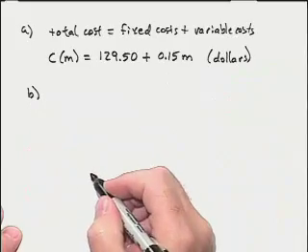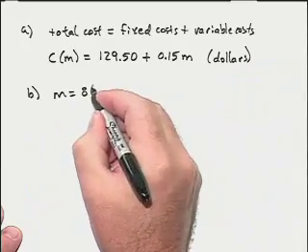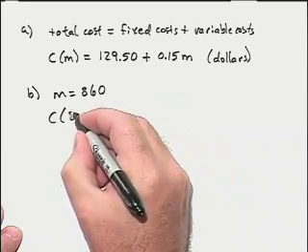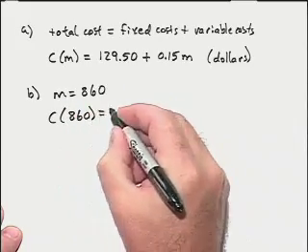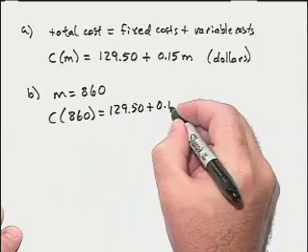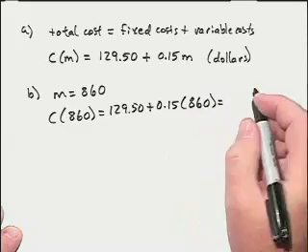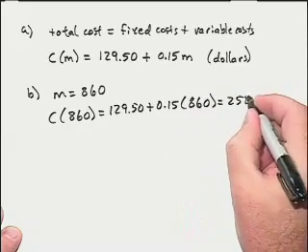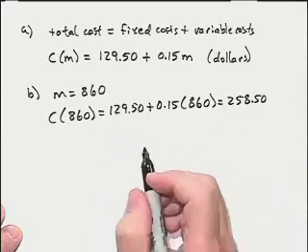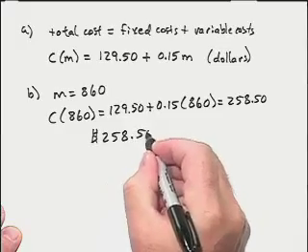For part B, we're going to determine the rental cost if M is equal to 860 miles, as we need to evaluate C of 860. So it'll be 129.50 plus 0.15 times 860. If we evaluate that, we get 258.50. So the rental cost for 860 miles is $258.50.